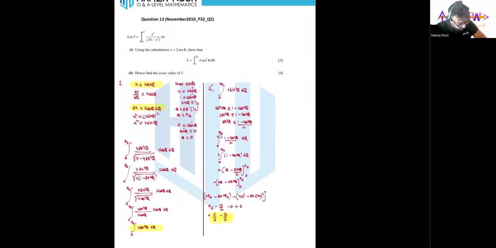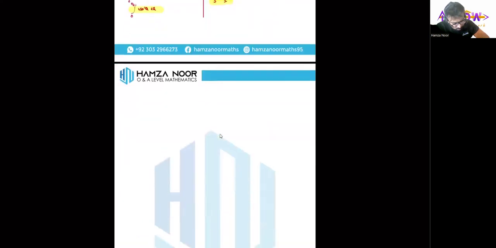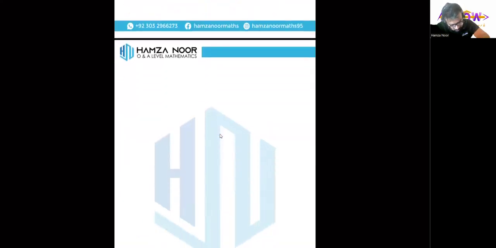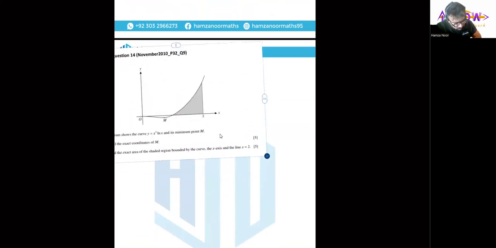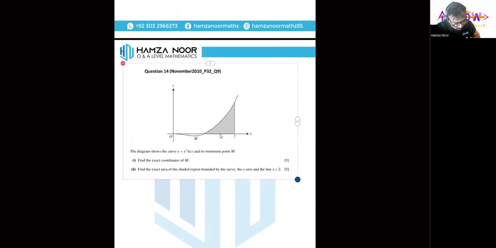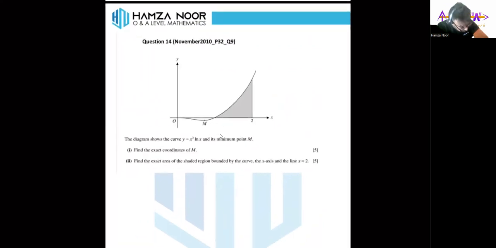So now let's have a look at another question, which is handout question number 14. Okay. This one is October-November 2010, paper 3, variant 2, the same paper. And this is question number 9. Okay. So it says that we have a curve y equals x cubed times ln x, and its least point is M. Part 1 requirement is to find the exact coordinates of M.